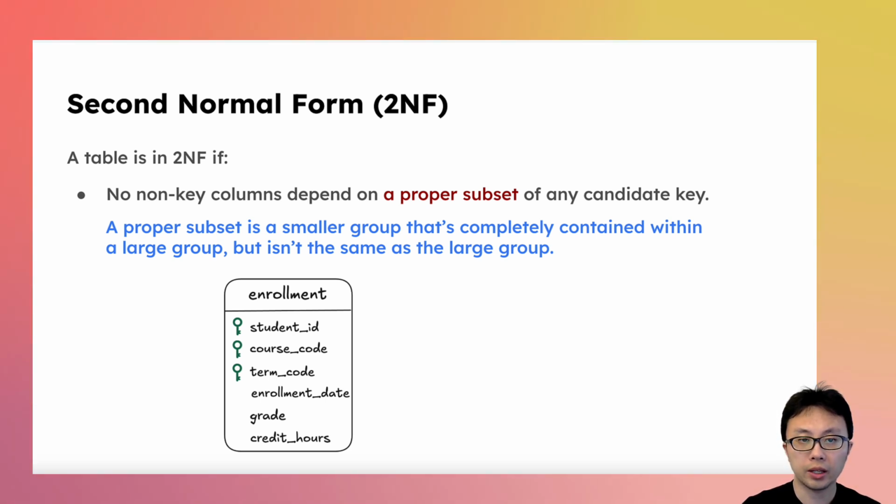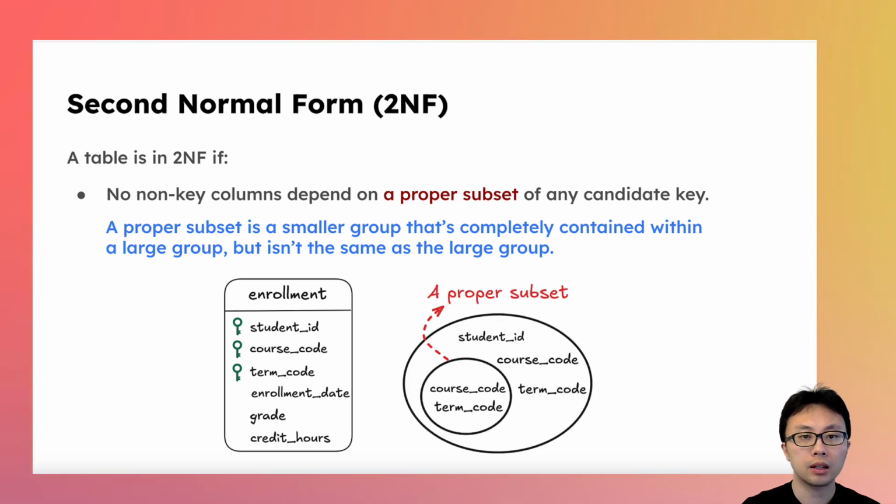A proper subset of this key can be composed of any columns from the three columns, but the total number of the columns of this set has to be smaller than 3. For example, the combination of course code and term code makes a proper subset of the primary key, or student ID and term code. Whatever you do, in order to make a proper subset, it can't be the same as the original primary key. Okay?